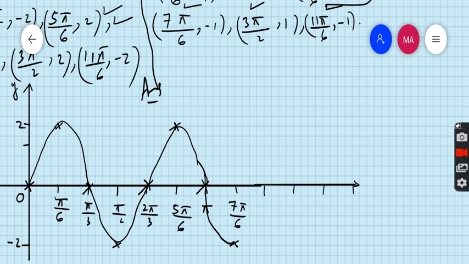So 7 pi by 6 plus pi by 6 is 4 pi by 3. This is very important. And 4 pi by 3 plus pi by 6 is 3 pi by 2. 3 pi by 2 plus pi by 6 is 5 pi by 3. 5 pi by 3 plus pi by 6 is 11 pi by 6.